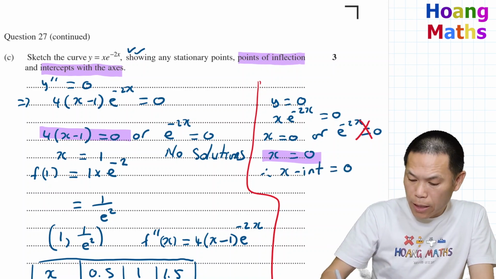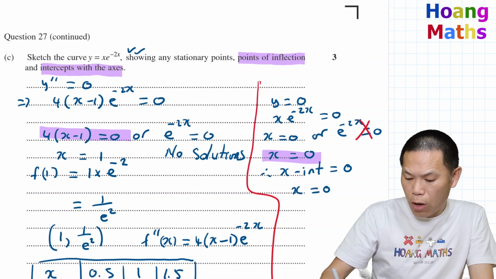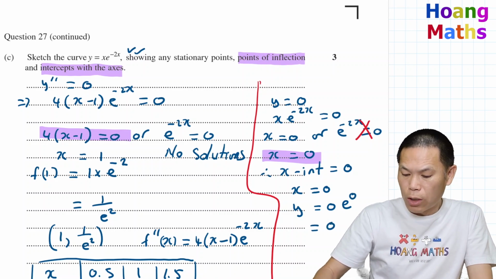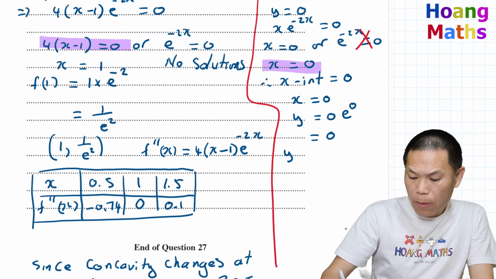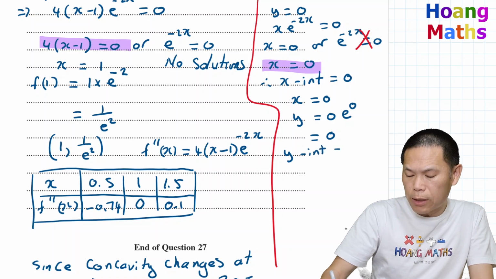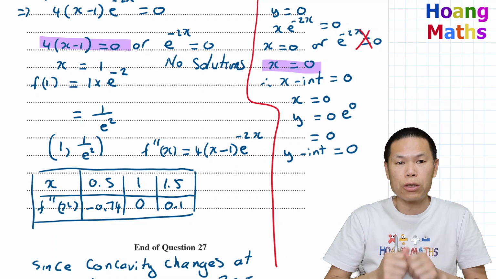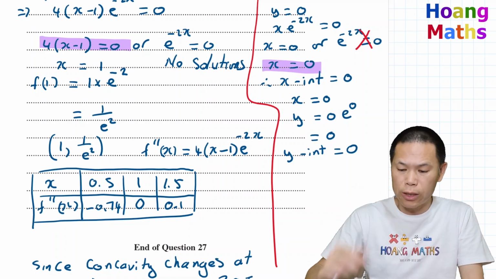And to find the y-intercept, when x is equal to 0, y is equal to 0 times e to the 0. So the answer is 0. So this means that the y-intercept is equal to 0. So we have the x-intercept and y-intercept at (0, 0). Keep that in mind.